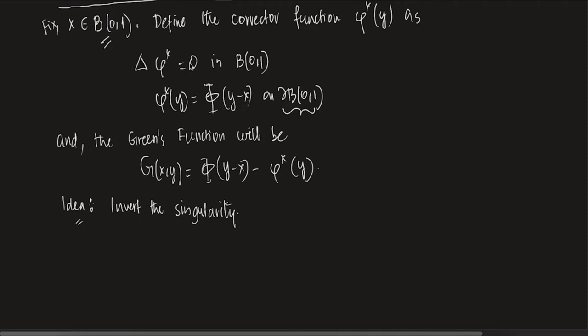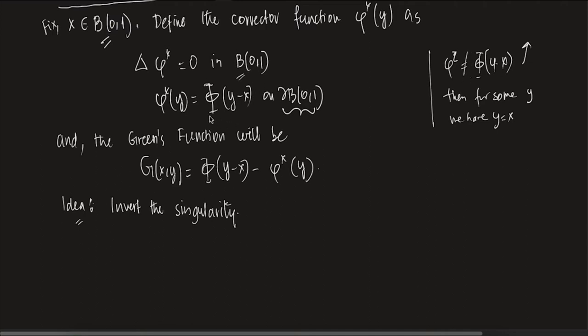But here, if I am taking φ^x to be our fundamental solution of y minus x, then for some y we have y equals x, right? Of course we have. x is any fixed point in B(0,1). There is some y in the ball where this has to be the same, and when this is the same, this actually blows up. So this is not a good option in the ball.